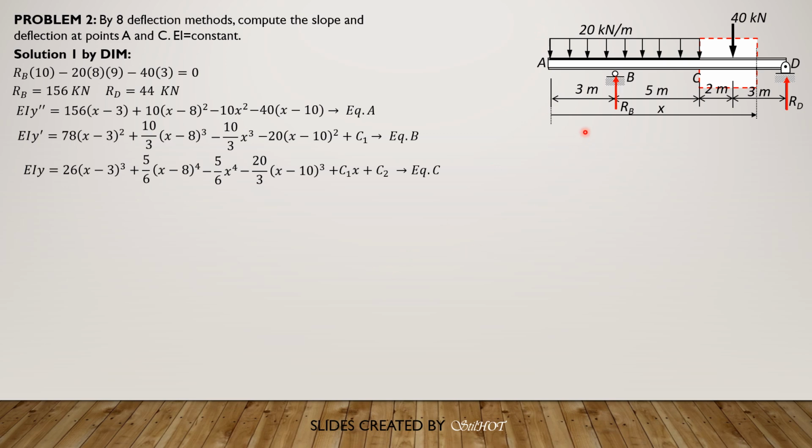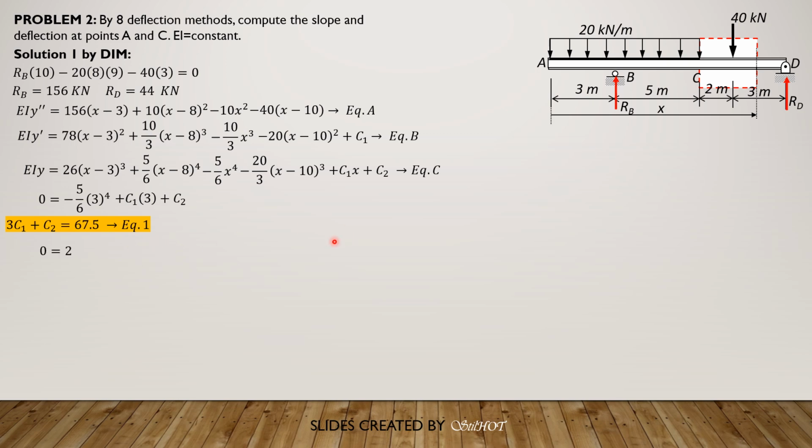Then substitute the boundary conditions when x is 3 and x is 13, both y at B and y at D are 0. So when x is 3, negative 5 over 6 times 3 to the fourth, so this is 0. This is ignored because the quantity in parentheses is negative. Then plus C sub 1 times 3 plus C sub 2. Simplifying, 3 C sub 1 plus C sub 2 equals 67.5. Call that equation 1.